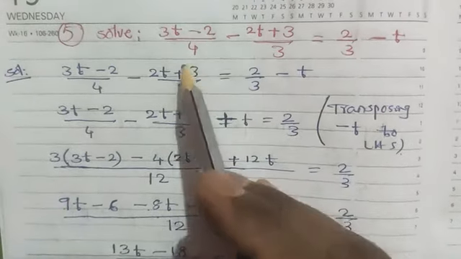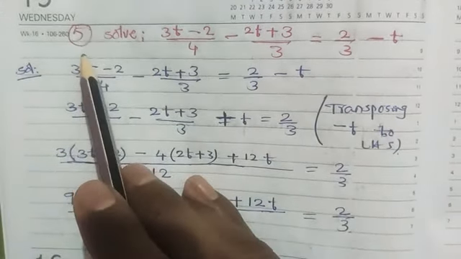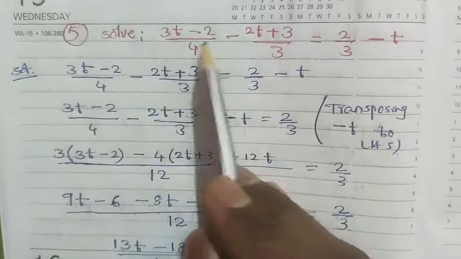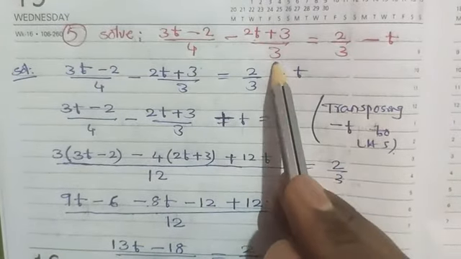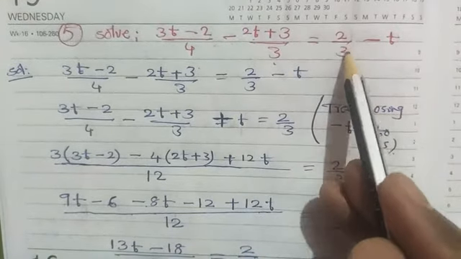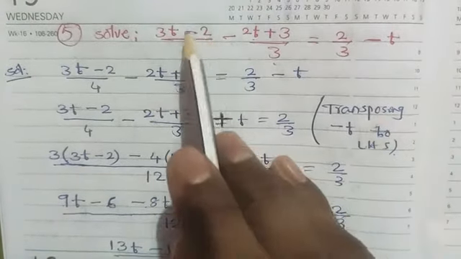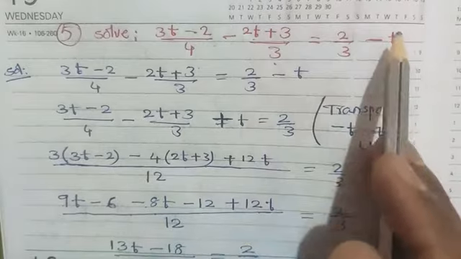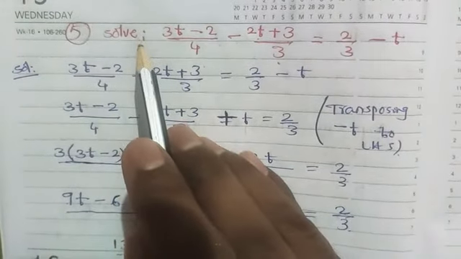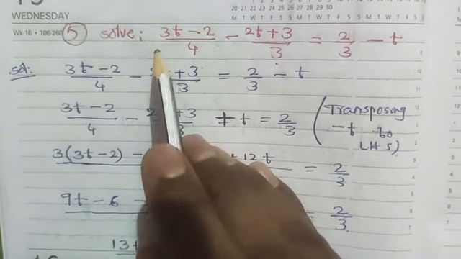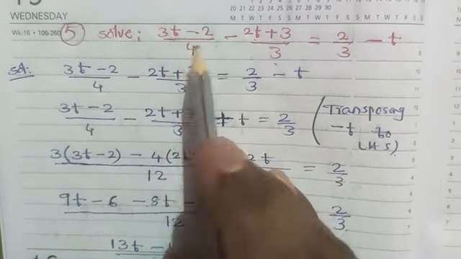Exercise number 2.5, question number 5. Solve (3t minus 2)/4 minus (2t plus 3)/3 is equal to 2/3 minus t. Here the variable is t, which is present on both sides of the equality sign. Solving means finding the value of the unknown quantity. So the t value is what we have to find in this question.